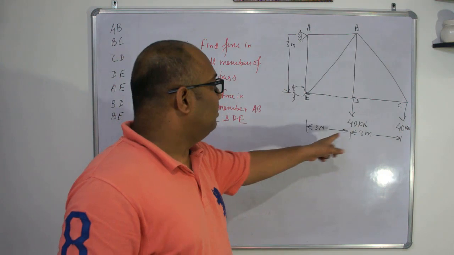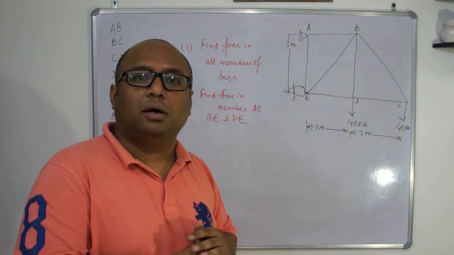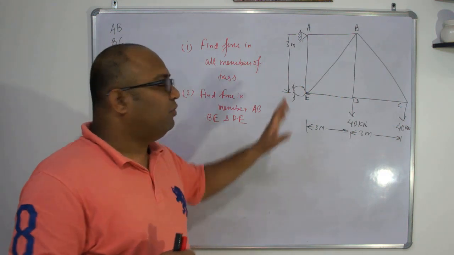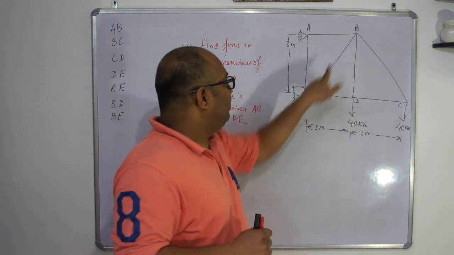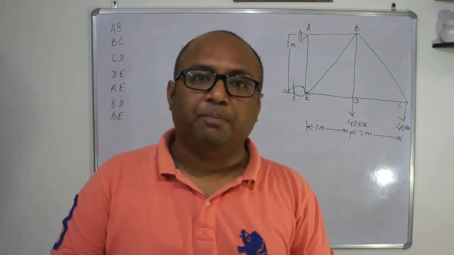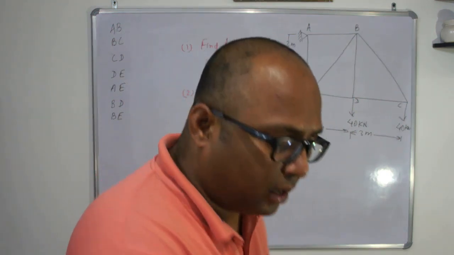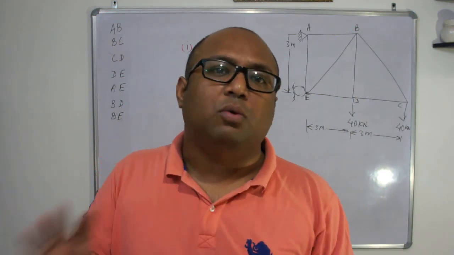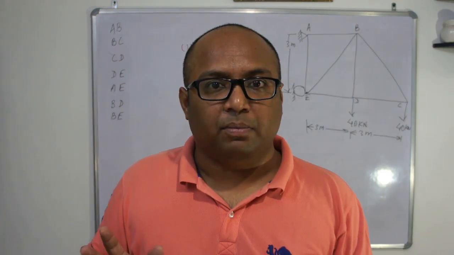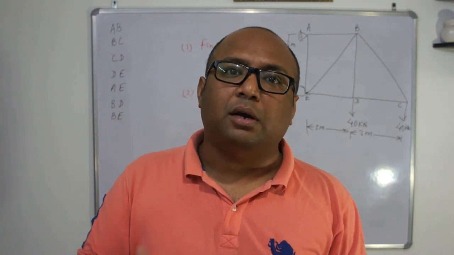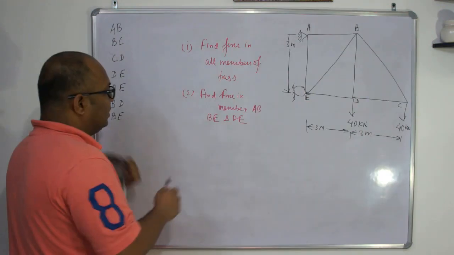So this is the problem in which we have to find force in all the members of the truss, and the second problem is to find the force in member AB, BE and ED. Is that okay? So let's begin with a very simple analysis whether this truss is solvable by Newtonian method or not. Okay? And a problem is solvable by Newtonian method only when it is a perfect truss.